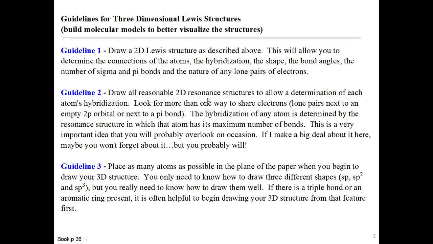Okay. Now if you've drawn all the resonance structures, you'll be able to look up and down and find a particular one where a particular atom has more bonds. And that's where you will decide the hybridization of that particular atom. And that'll be different for different atoms and different structures. So you really have to draw all the resonance structures to see every possibility. Okay? So remember, the hybridization of any atom is determined by the resonance structure in which that atom has the maximum number of bonds.